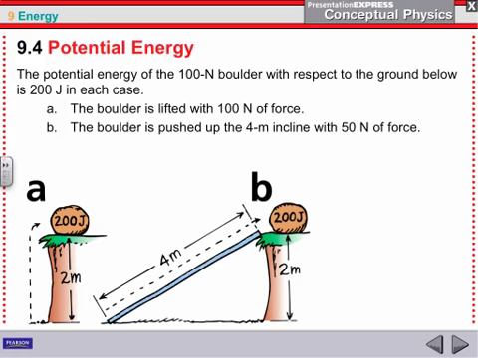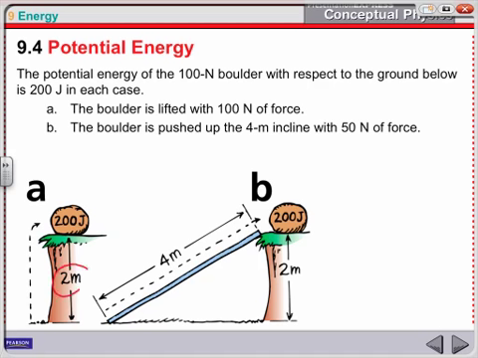I could also roll it up a ramp. Now notice the ramp is longer. Here this was 2 meters. This is 4 meters. But here's what happens. Rolling it up the ramp, I don't have to apply as much force. I'm only going to apply 50 newtons of force. But I'm going to do that over 4 meters of distance. I'm still getting 200 joules of work out of that particular example there.